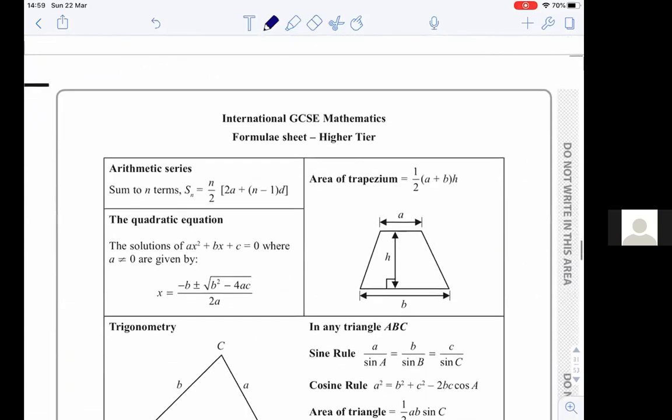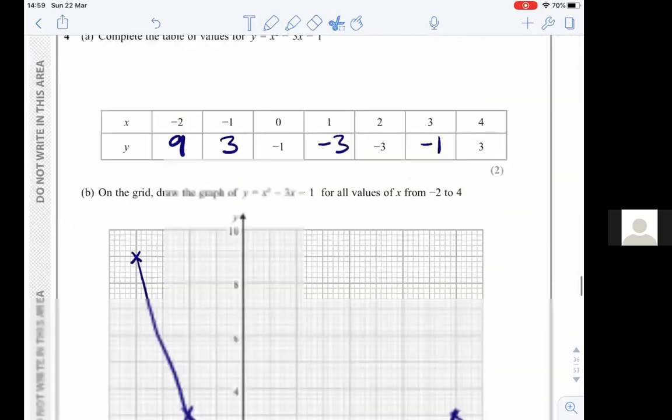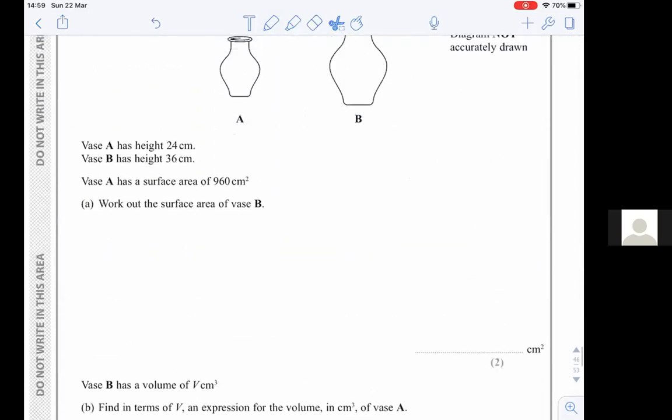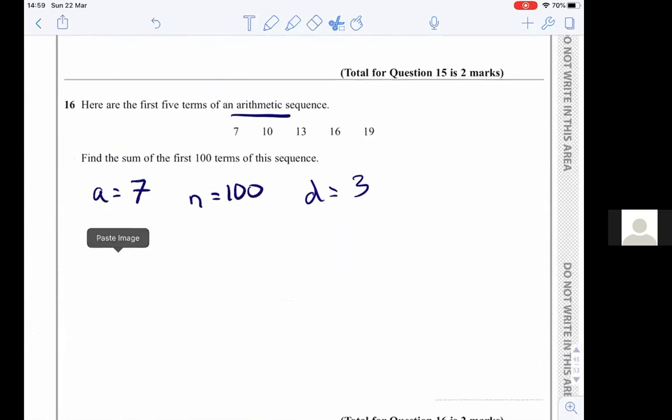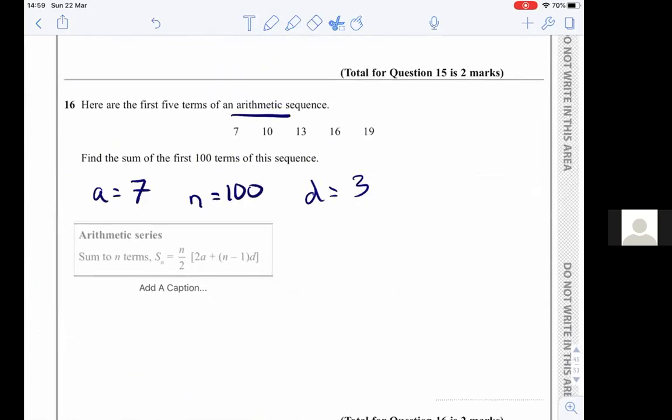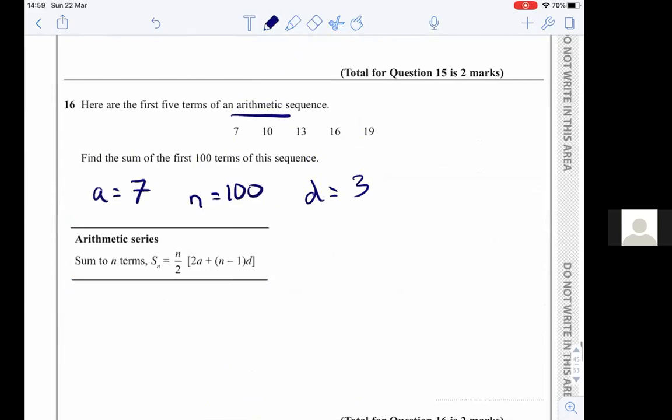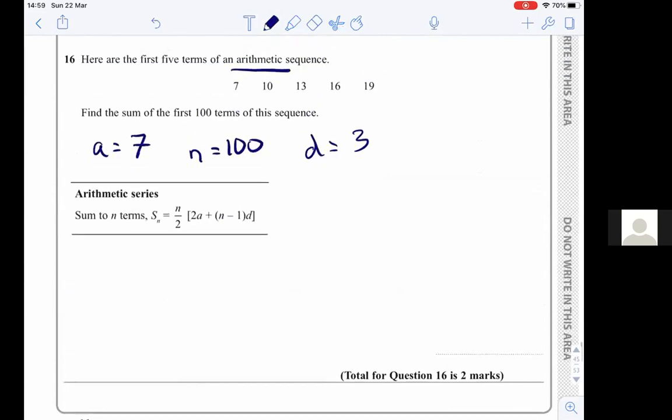Okay, here we go. So let's try and get back to where we were. Obviously, you can't copy and paste formulae from the start to the end in the exam, but it's quite convenient for me to be able to do that. So the sum to 100 is going to equal n over 2, 2 times 7, 2a, plus n, 100, minus 1 times 3.